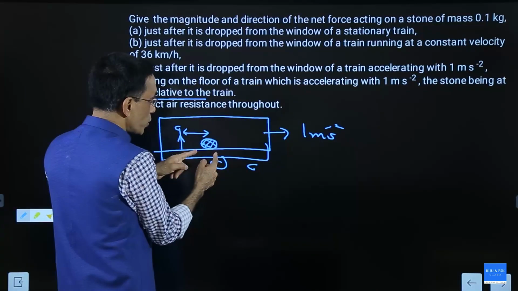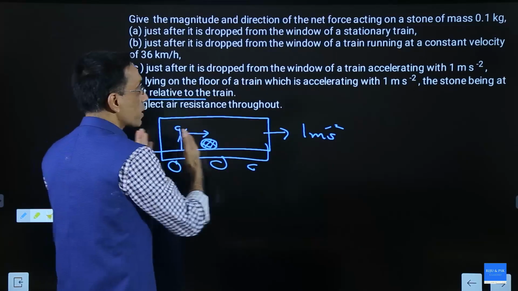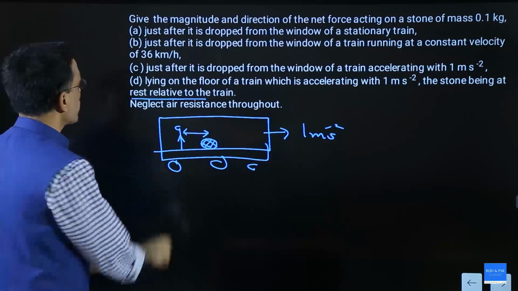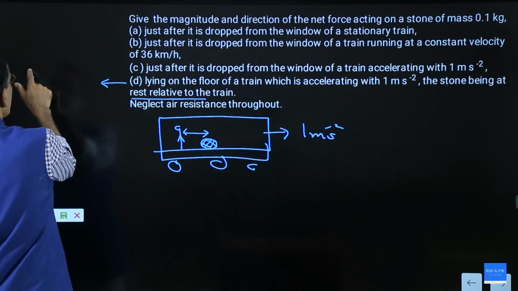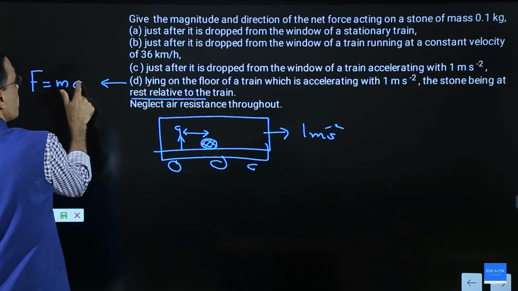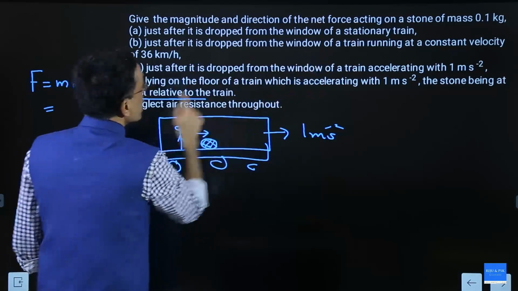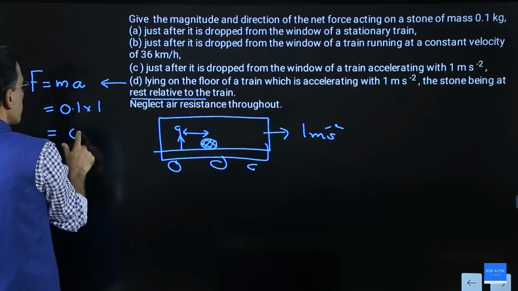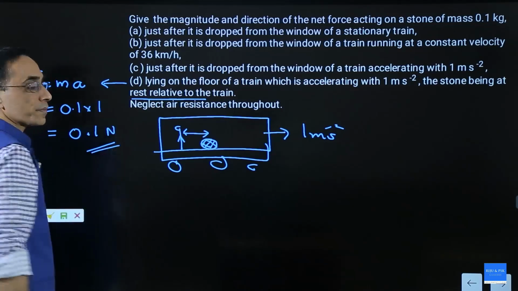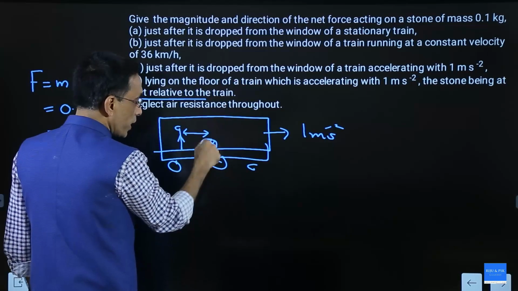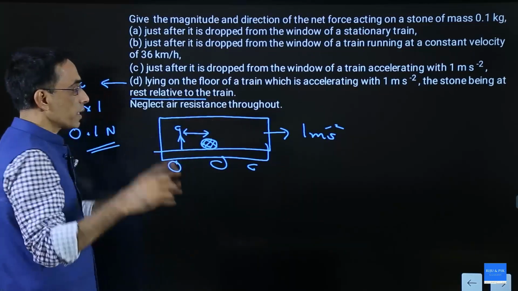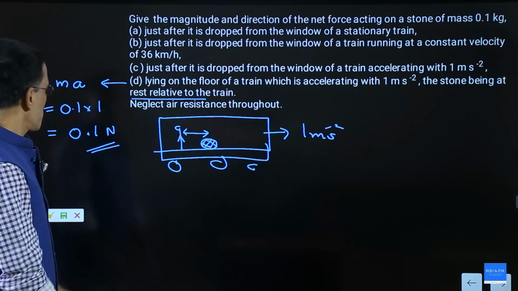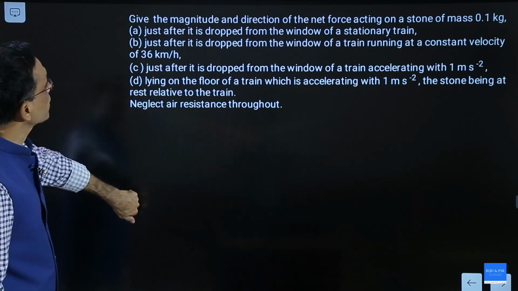So here, what is the acceleration of the stone? The stone is part of the train, and the train has an acceleration of 1 meter per second square. Therefore, there is a force acting, and this time I should say that the net force acting should be equal to m into a, where m is the mass of the stone, which is 0.1, into a is the acceleration of the train, that is equal to 1, that gives you 0.1 Newton force acting on it. Of course, there is weight acting downward and there are some other forces acting, but the net force is equal to 0.1 Newton. That is the idea. So, that is it. Next one.